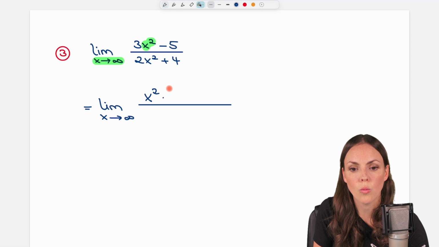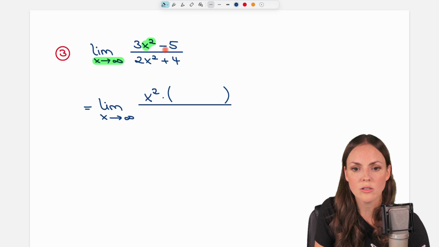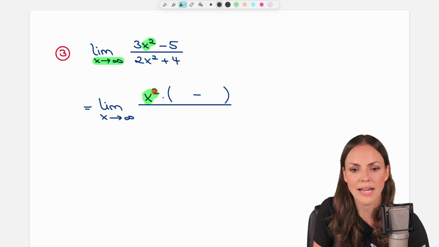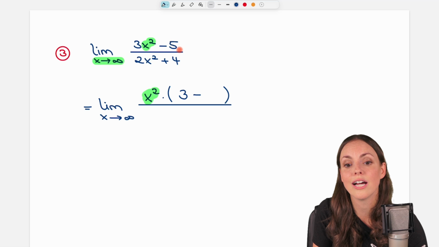So what is left in these parentheses then? We have the minus here in between, and we want to factor out x to the power of 2 now. What is left here then? Well, from the first part, if we factor out this green part, only the 3 is left. And what happens here? We want to factor out x to the power of 2, but there is no x to the power of 2 in here at all.